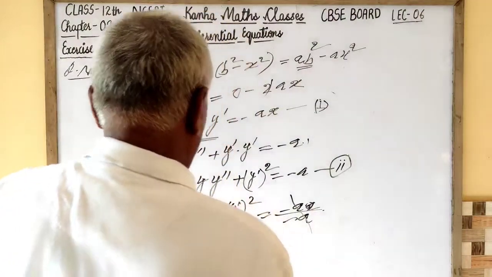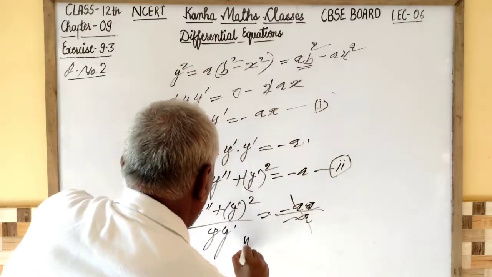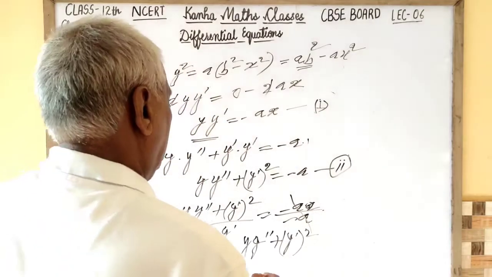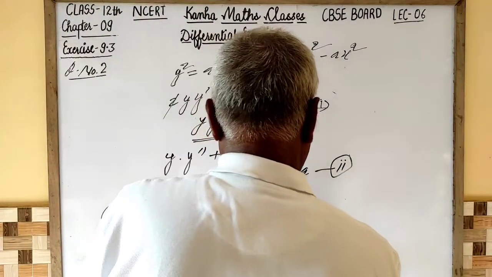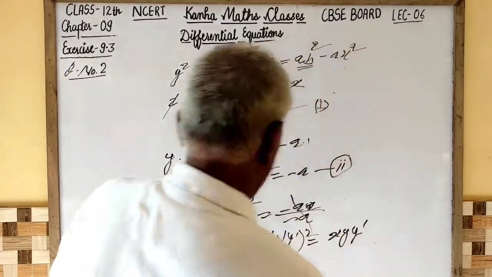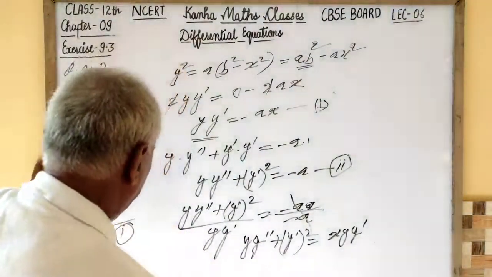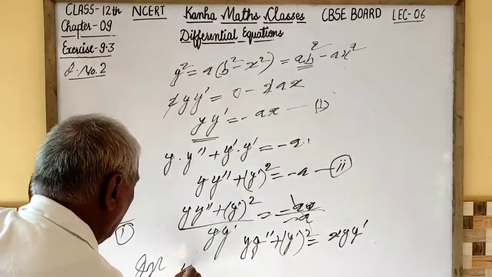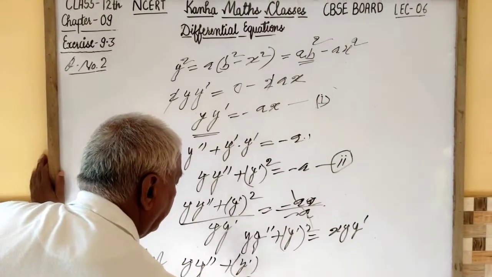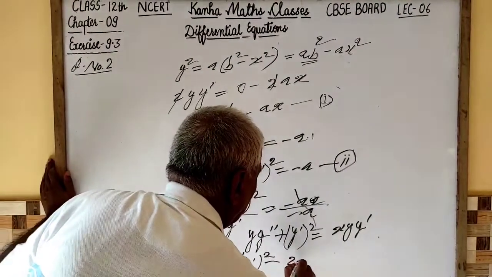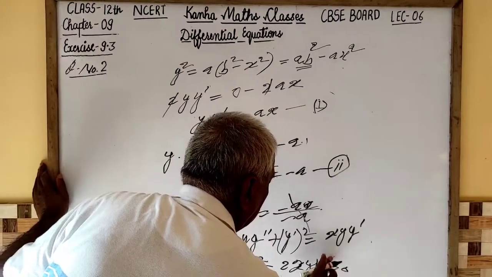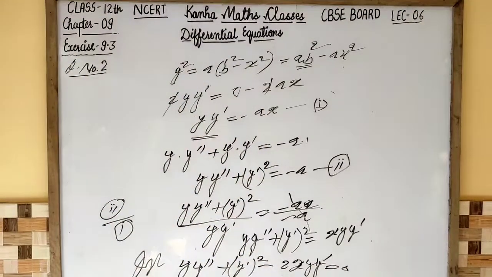Then it will leave y y double dash plus y dash square over y y dash equal to 1 over x. By cross multiplication, you will get the term x y y dash, and ultimately y y double dash plus y dash square minus 2x y y dash will be equal to 0. This will be the differential equation.